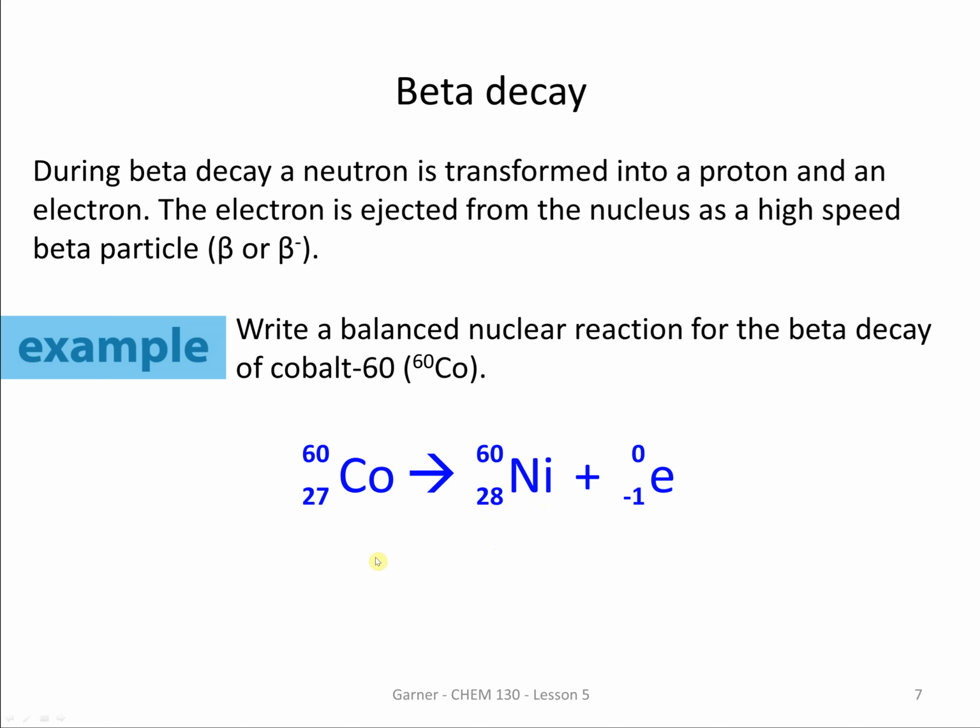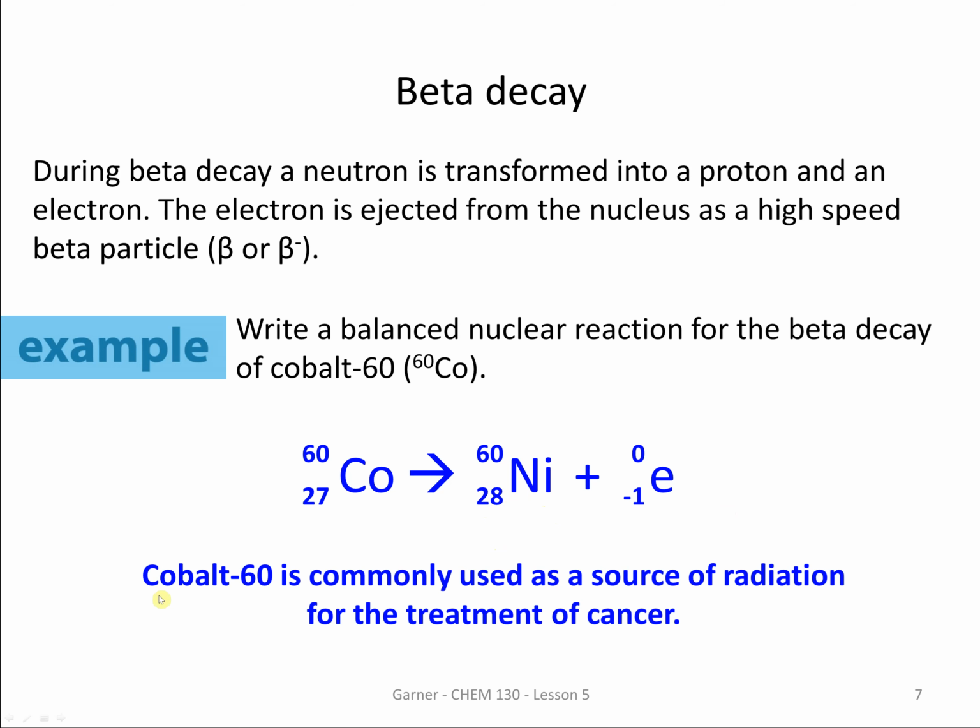So this particular isotope is pretty relevant to medicine. Cobalt-60 is commonly used as a source of radiation for the treatment of cancer. So anyone who receives radiation therapy, cobalt-60 is typically the source of that radiation that's used to provide that therapy.